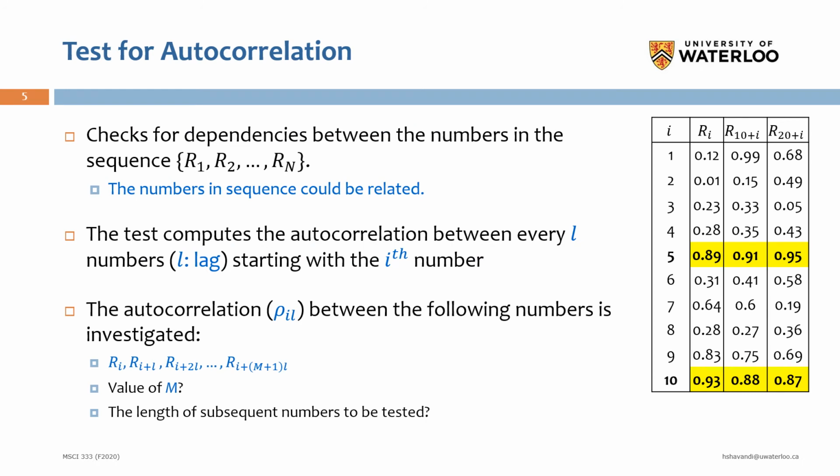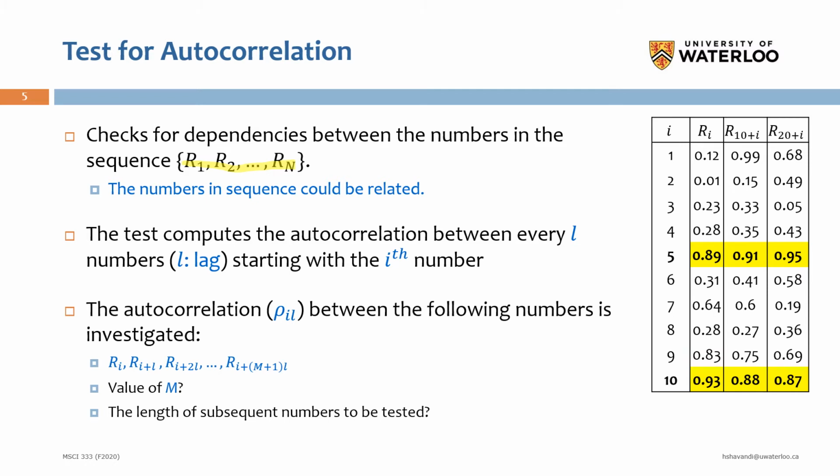After having two methods for testing the uniformity, let's have the test method for correlation, which here we call a test for autocorrelation. Here we check the dependencies between the numbers in the sequence. We have a sequence of random numbers R1 to Rn, and we want to see if there is any correlation between these random numbers.